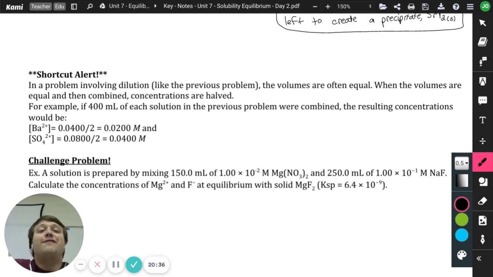Okay. Very last problem is a challenge problem. It is entirely optional, but I do think that it's really a brain turner here. So I do suggest that if you can, go ahead and give this a shot. I'm going to put the answer on the key so you can double check that. But y'all, that is it for the lesson on solubility equilibrium.